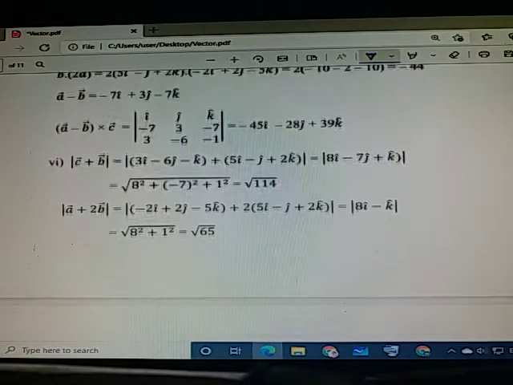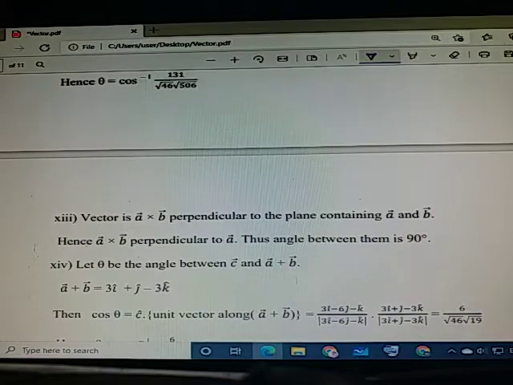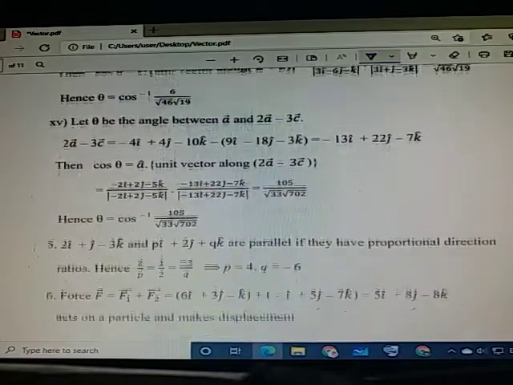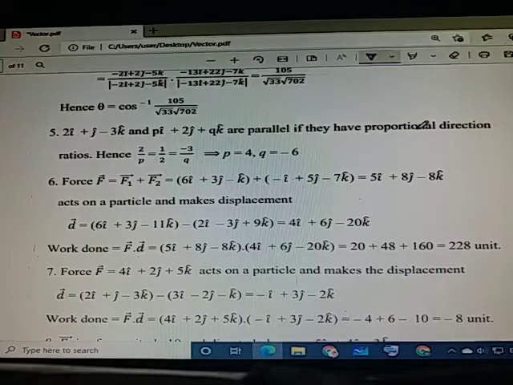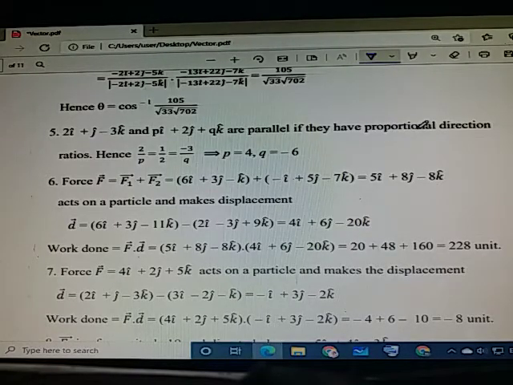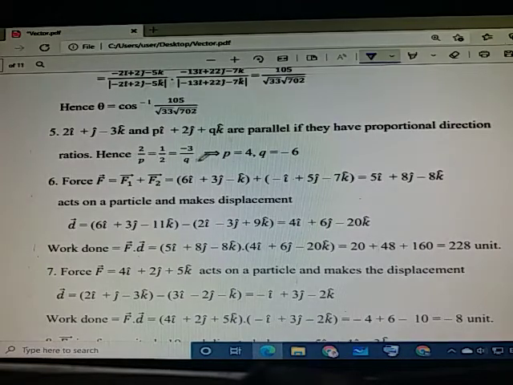Next problem is number 5. Number 5 is what? Parallel vectors. Two vectors are parallel if they are proportional. So you are finding p equal to this.